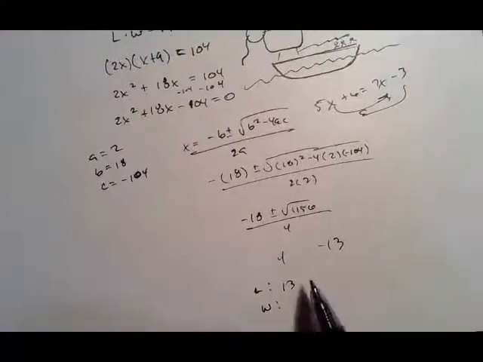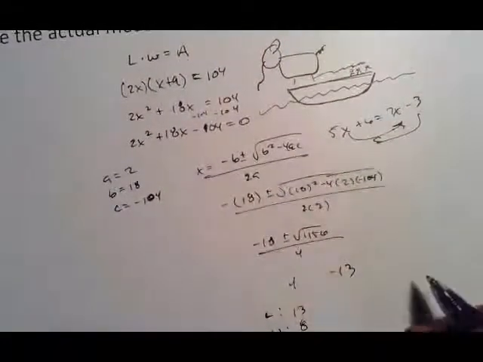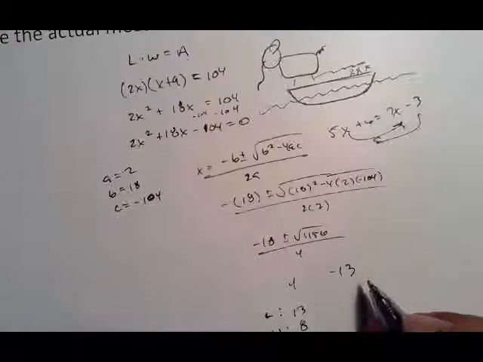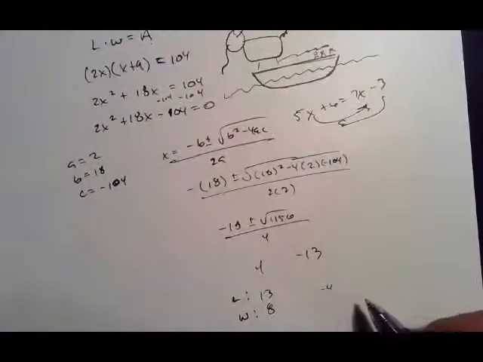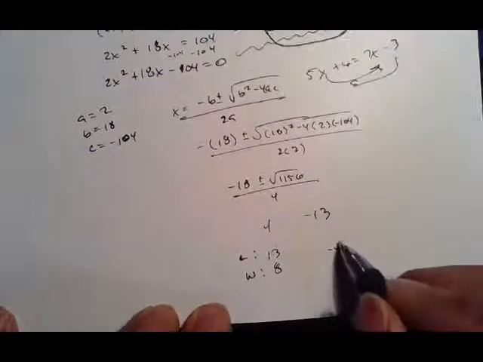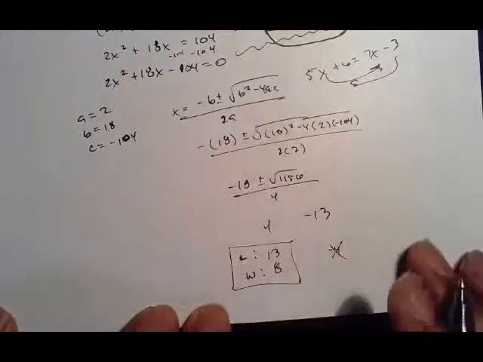Your width here, based off of that, would be 2 times 4, which is 8. Your length based off of this number would be negative 13 plus 9, which is negative 4, and based off of what I know there, you cannot have a negative 4 as a length and width, which means this is the only answer that works.